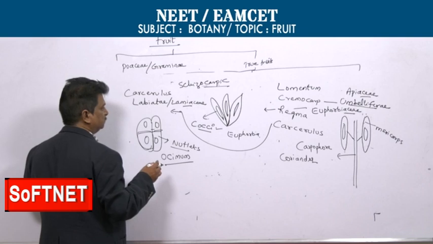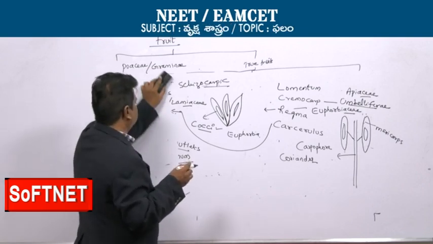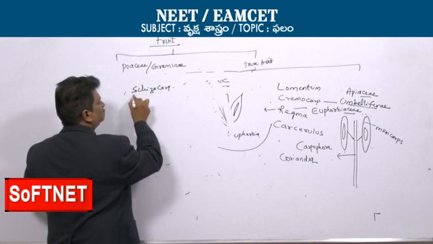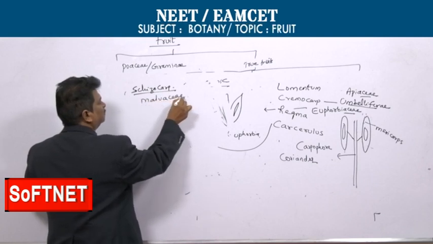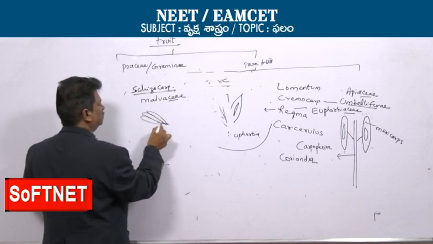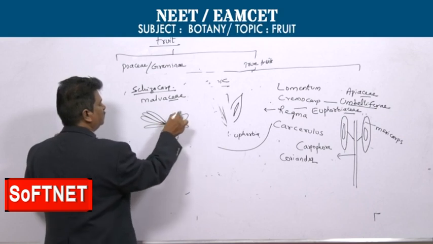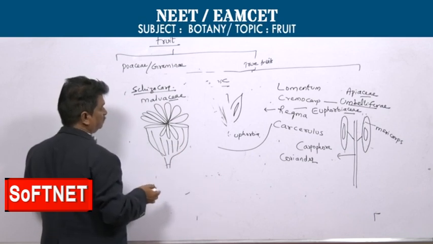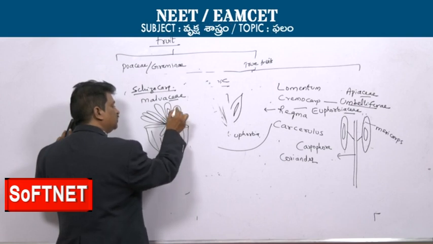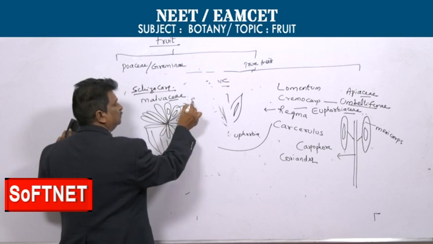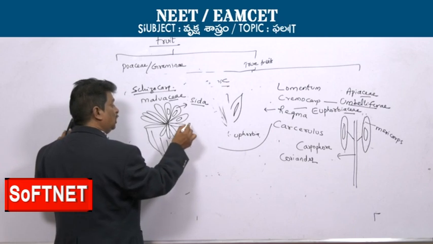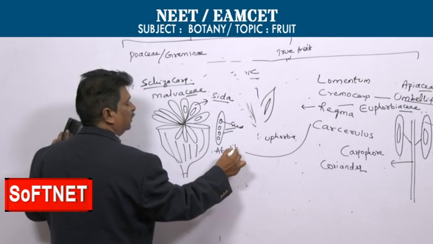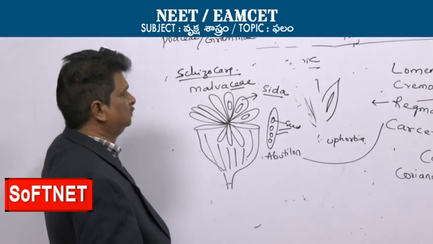Another type of schizocarpic fruit is actually the schizocarp. This schizocarp fruit is common in the Malvaceae family. It is developed from a multicarpellary, syncarpous, multilocular, superior ovary. The fruit breaks into single-seeded bits, or it breaks into multi-seeded bits in Abutilon. So these are schizocarpic fruits.